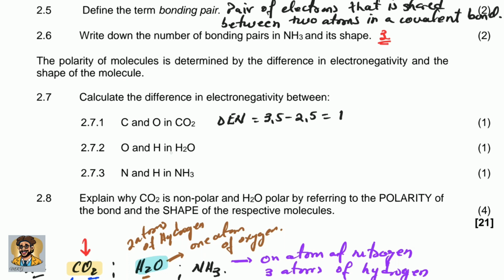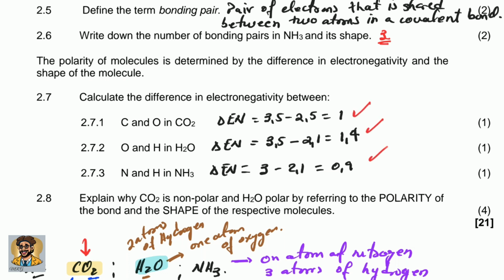Between oxygen and hydrogen in H2O, you go to the periodic table and look for the electronegativity of each atom. This one is 3,5, which is oxygen, minus 2,1. That will give you 1,4. And then the change in electronegativity for the last one, nitrogen and hydrogen: 3 for nitrogen, minus 2,1 for hydrogen, gives you 0,9. That is the electronegativity difference of each of them. It's extremely easy, that calculation. You will get 1 mark for each of those calculations.